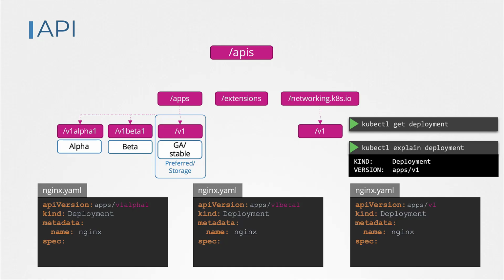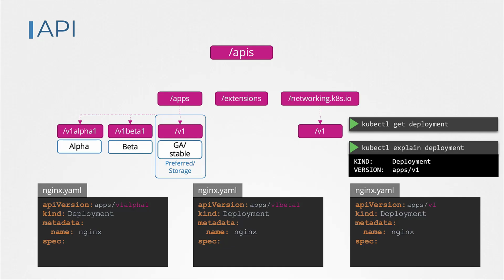Or when you run the kubectl explain command, the version that it returns is the preferred API version. Also, when multiple versions are present, only one version can be the storage version. This means if any object is created with the API version set to anything other than the storage version, such as v1alpha1 or v1beta1, then those will be converted to the storage version, which is v1, before storing them into the etcd database.